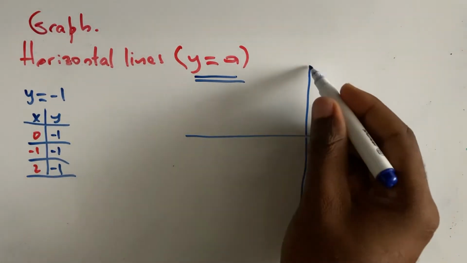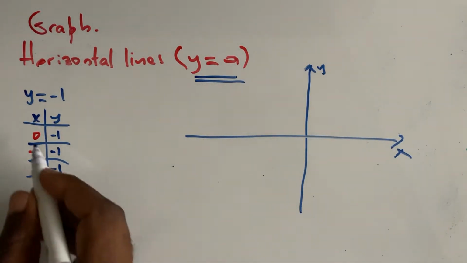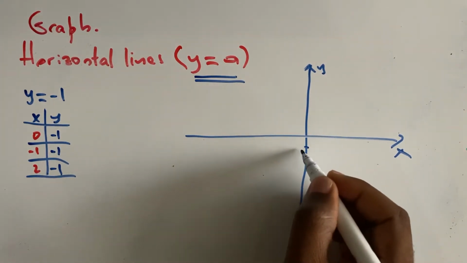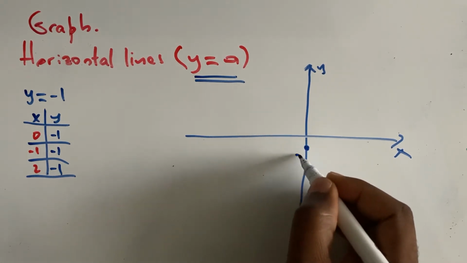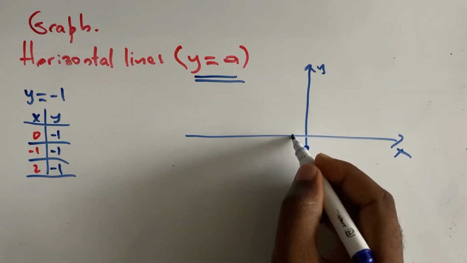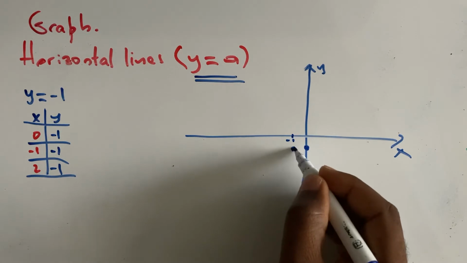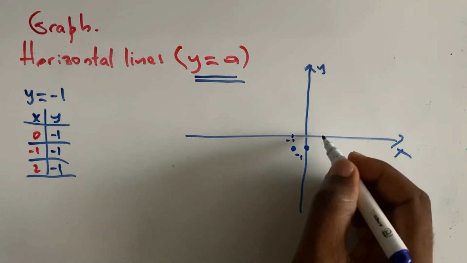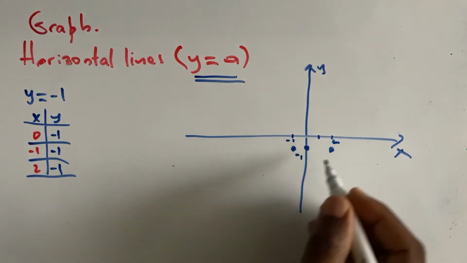Let's say, so you have the y-axis, x-axis, you have the first point here, 0, -1. -1 is for y here, so 0 for x. So the first point would be here. Second point, -1, -1, so -1 for x, -1 for y, so right here. Third point, 2, -1. 2 for x, -1 for y, so the point is here again.